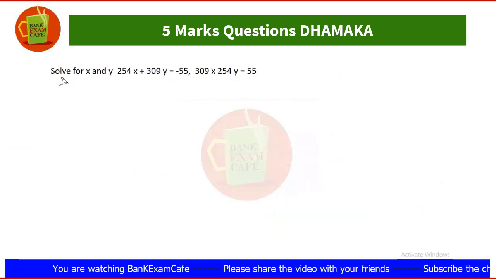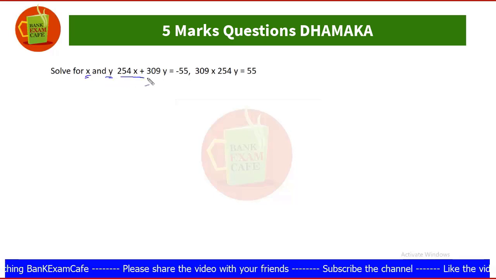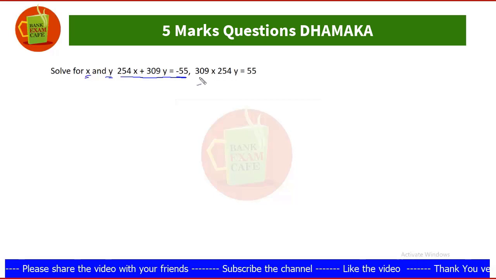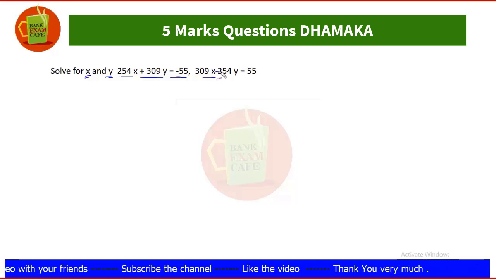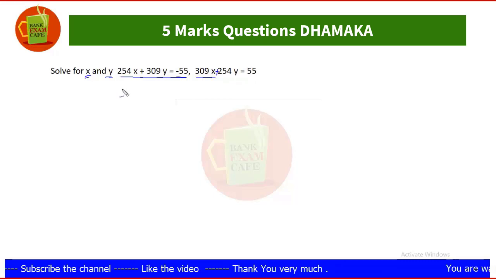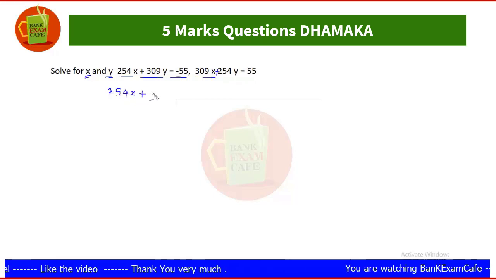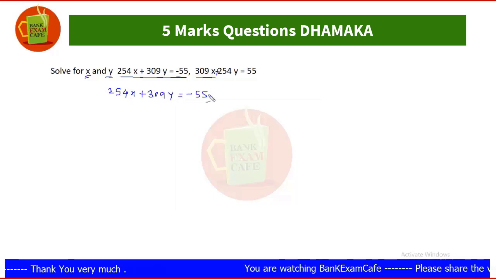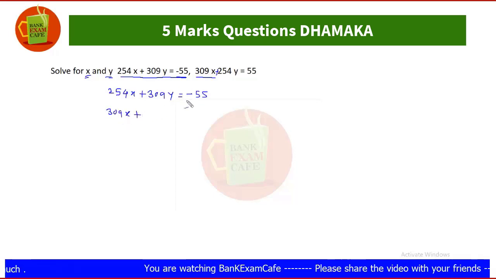The next question is, solve for x and y. 254x plus 309y is equal to minus 55, and 309x plus 254y is equal to 55. Now here the two given equations are 254x plus 309y is equal to minus 55, and the other equation is 309x plus 254y is equal to 55.